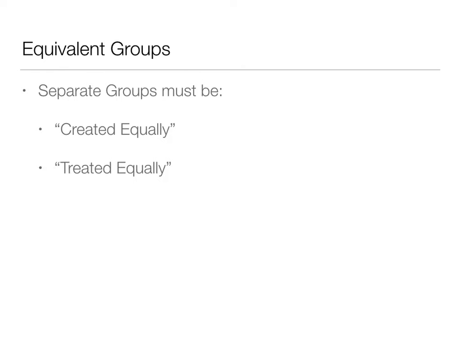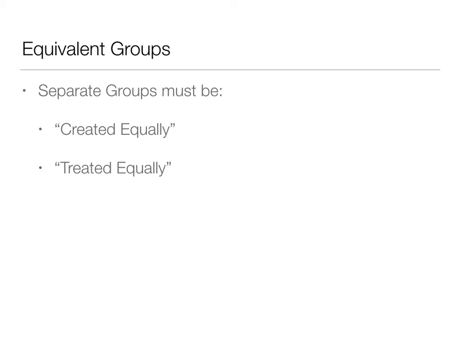These groups must also be treated equally. We've got to do the same things to both groups, except for our manipulation of the independent variable. Everything else needs to be either held constant or balanced. They need to be treated exactly equally between the 2 conditions. We do this so that we eliminate all those alternative explanations. The only thing that could be causing this change in the dependent variable is our manipulation of the independent variable, because these 2 groups were treated equally.